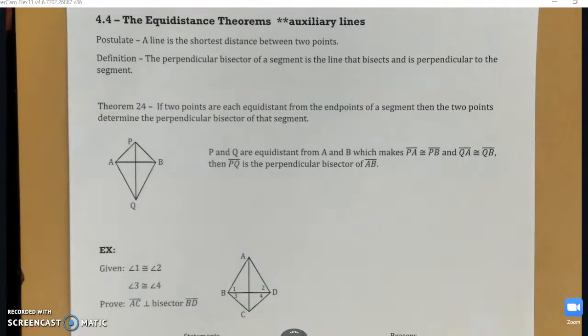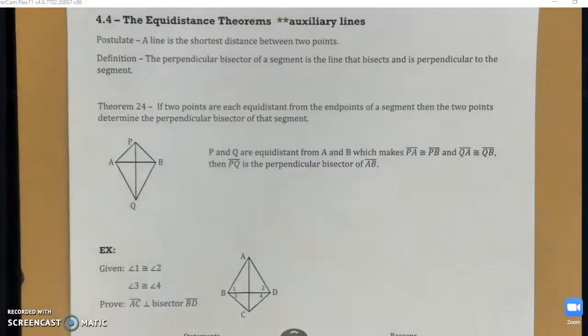Our first postulate and definition we're going to talk about is one, that a line is the shortest distance between 2 points. And the definition is that the perpendicular bisector of a segment bisects and is perpendicular to the segment. I mean, it literally means what it says. So we are going to talk about two theorems that we can use to either prove that we have a perpendicular bisector or use to prove other statements, be reasons for other statements, support other conclusions, etc.